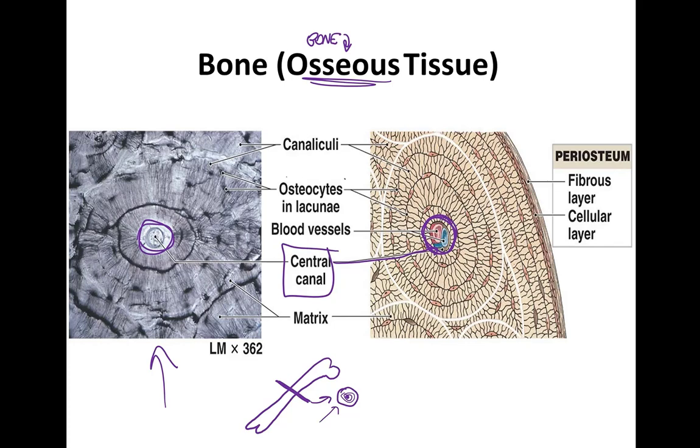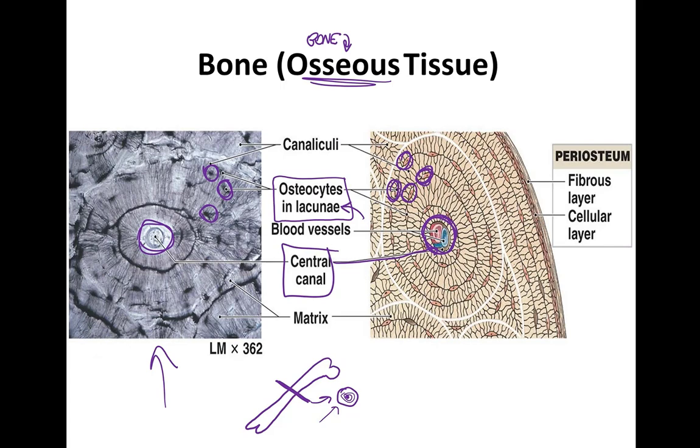They're called osteocytes, and they also exist inside of lacunae, just like the chondrocytes do. On this microscopic image, the osteocytes inside their lacuna just look like dark dots. Okay, it's hard to tell where the osteocyte ends and the lacuna begins. Same thing on this drawing over here, right?